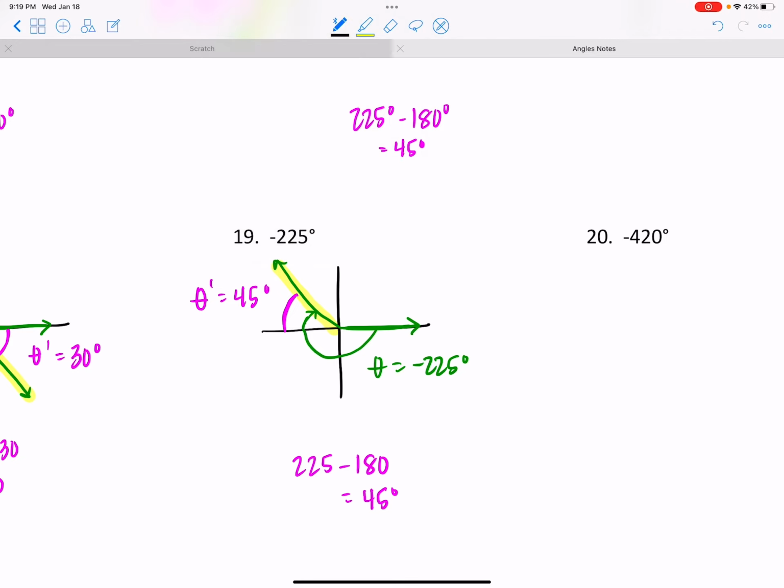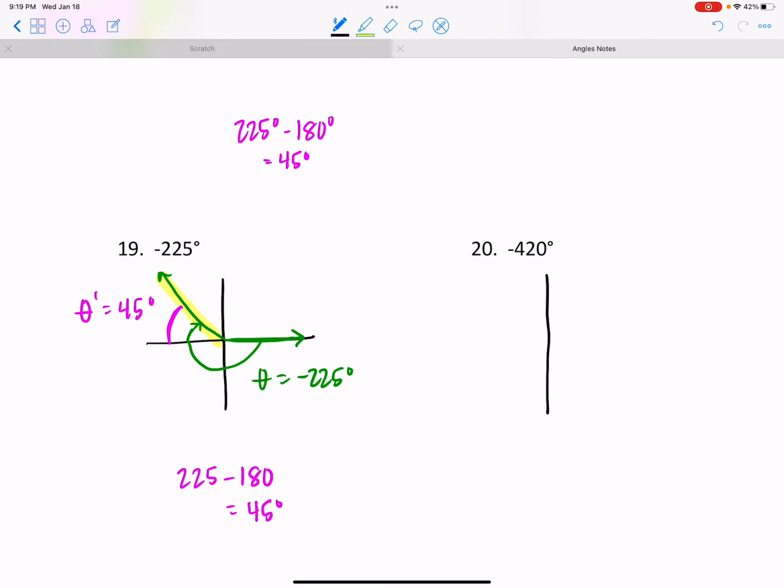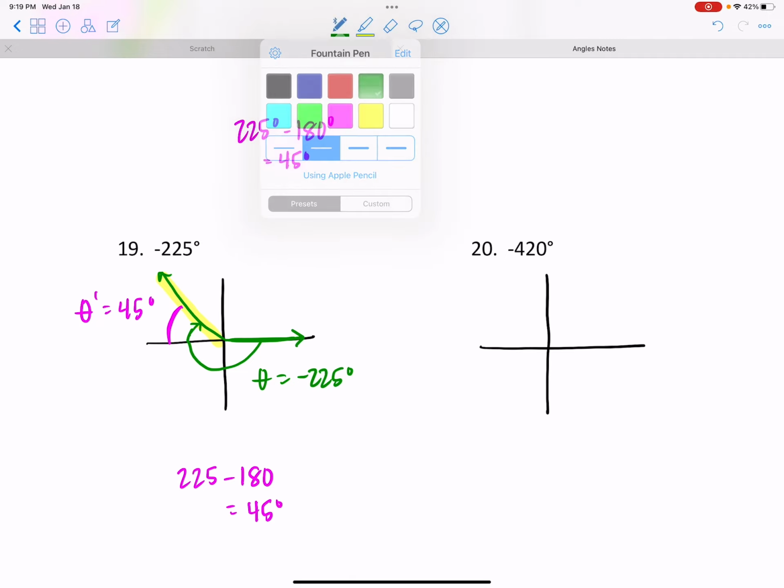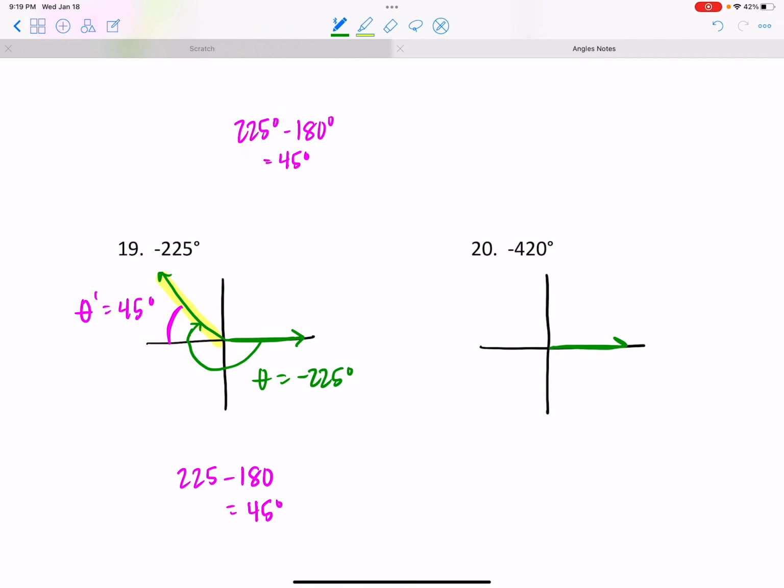All right, last one. Negative 420 degrees. How's that going to look? So there's our start, and we're going to go full rotation. That would be 360. And that is a terrible looking circle. So a full rotation is 360. If I have 420 and I take 360 away, what's left there? That would be 60 degrees. So I want to go full circle and then another 60 degrees. My terminal side then is going to land in here. So we're going to say theta is negative 420 degrees.